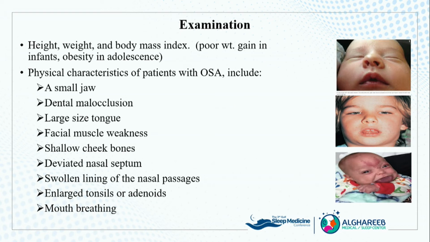What we can see in the examination: the jaw, the facial features, the dental occlusion. We open the mouth, and we cannot see the wall. Just open the mouth, he opens it, and you cannot see the posterior pharyngeal wall. It means the tongue is taking the majority of the mouth, so there is something wrong. This tongue falls fully back when he lies down. Also a large, big tongue, facial muscle weakness, shallow cheeks, deviated septum, or swollen, enlarged tonsils and adenoids that we can see directly and indirectly as well. Mouth breathing.